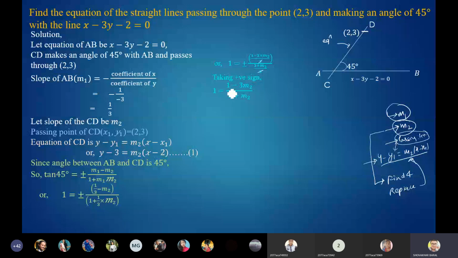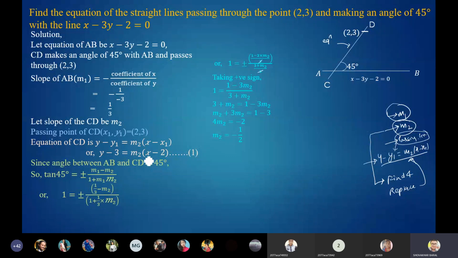Taking positive sign, 1 equals to 1 minus 3 m2 divided by 3 plus m2. Further, it will be 3 plus m2 equals to 1 minus 3 m2. m2 plus 3 m2 equals to 1 minus 3. 4 m2 equals to minus 2. So m2 equals to minus 1 by 2. We got the value of m2.